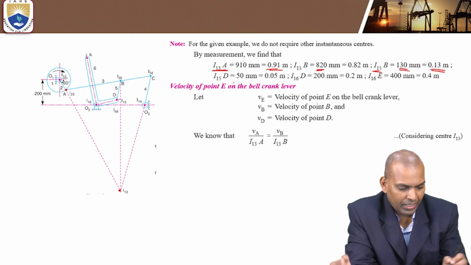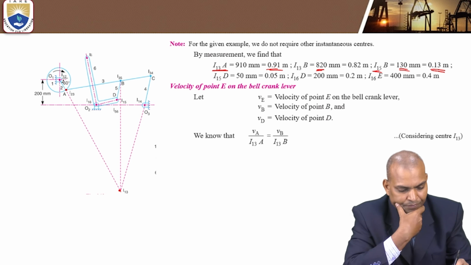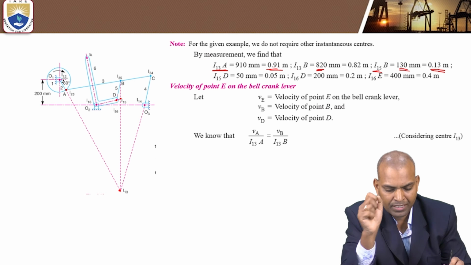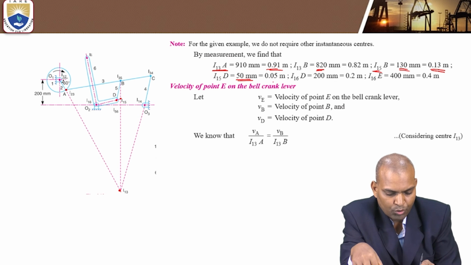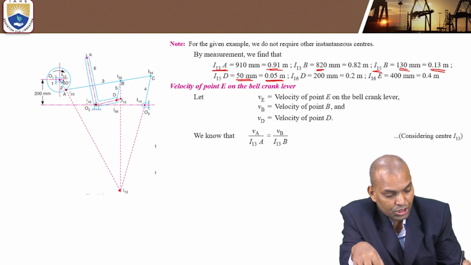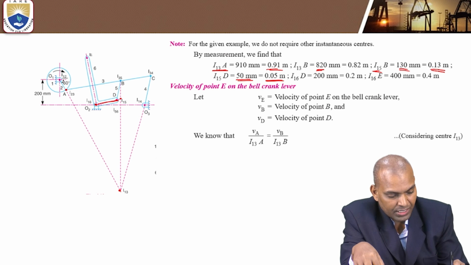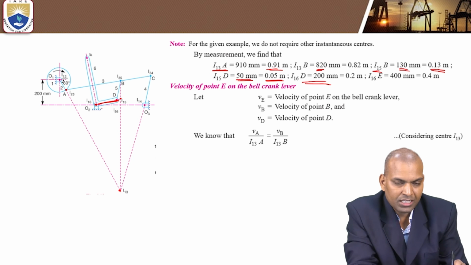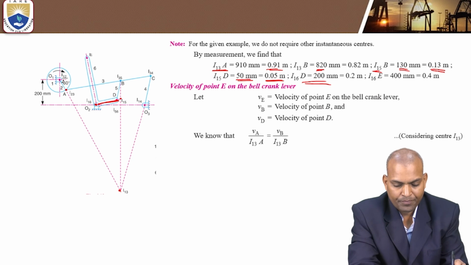I15D, where is I15? This is I15 and it is the point D. That distance is very small. We got it as 50 millimeters, that is 0.05 meters. And I16 to D, this distance, that is 200 millimeters. This was given already in the problem.